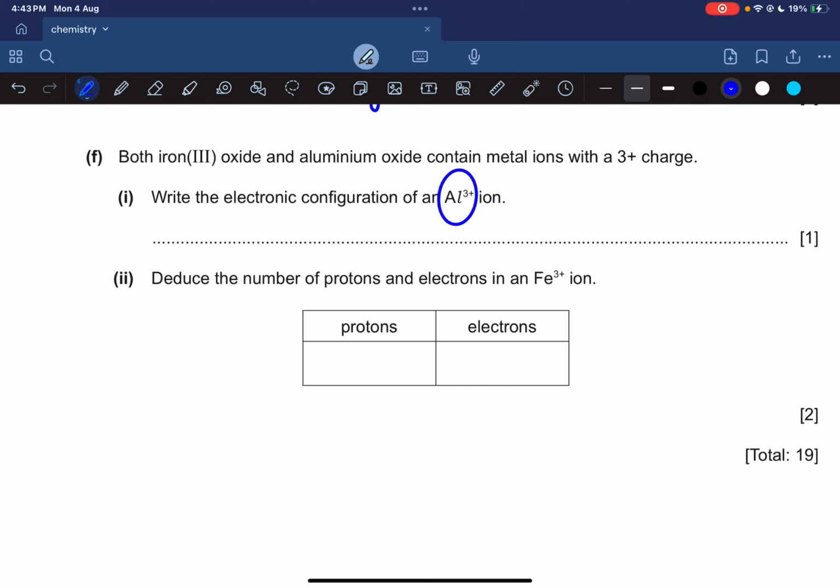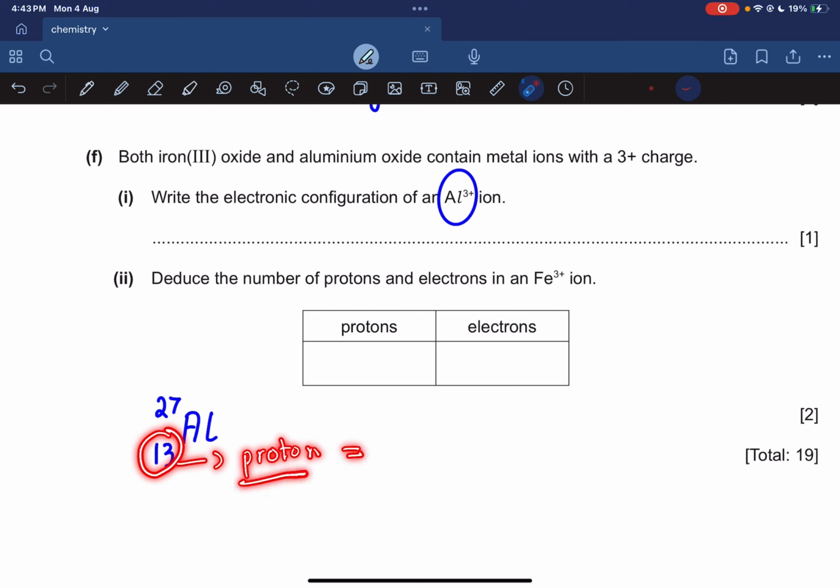If you go to the periodic table, you're going to check that aluminum has 27 and 13. This is the electronic configuration for aluminum, and I know it because when you've done a lot of practice, these things just come to your mind automatically. This is the proton number of aluminum. That means this number in a neutral aluminum atom equals the electron number. But over here we have aluminum 3+, and 3+ means that it has lost 3 electrons.